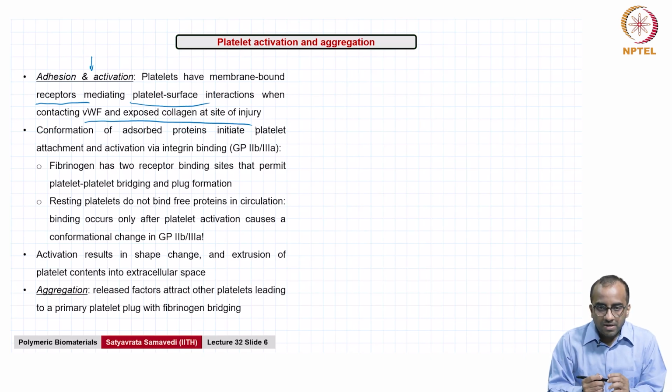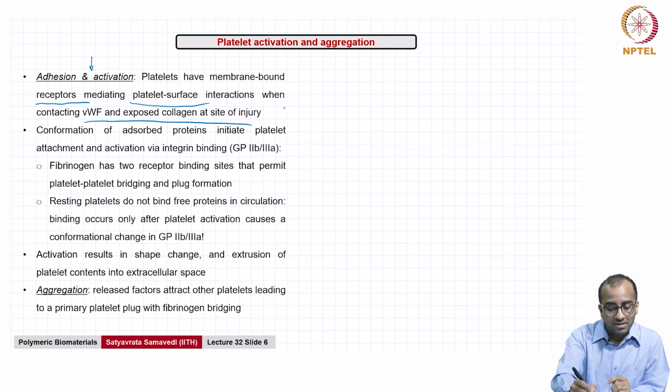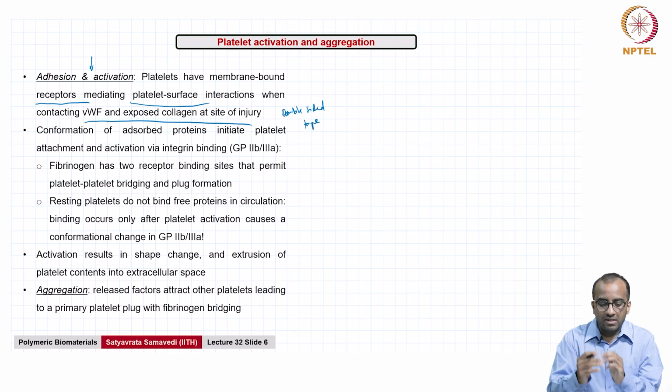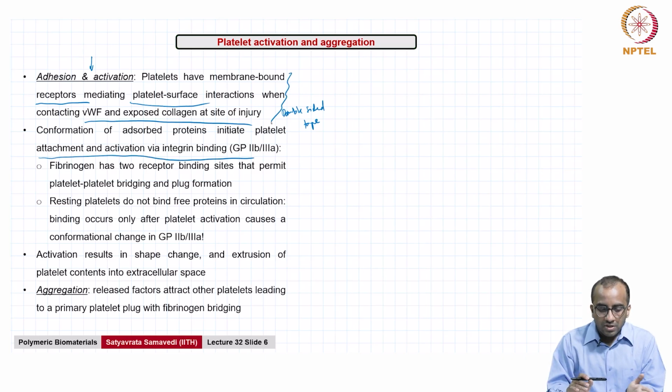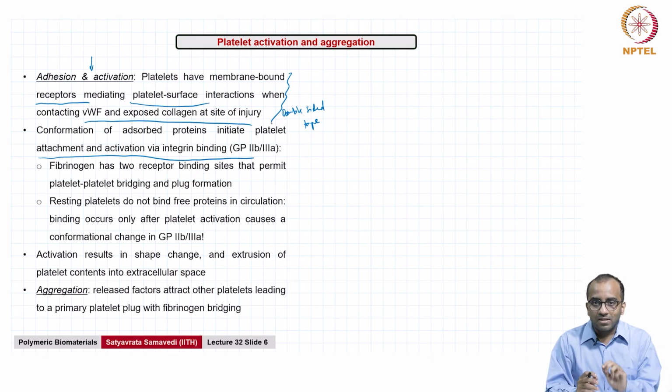The von Willebrand factor is an interesting factor because it acts like a double-sided tape, if you will. Right? On the one side, it can attach to collagen when it is exposed, and on the other side, it can attach to platelets. Right? So, it acts like a double-sided tape in that sense. You can also have adsorbed proteins on biomaterial surfaces that can also initiate platelet attachment and activation through integrin binding.